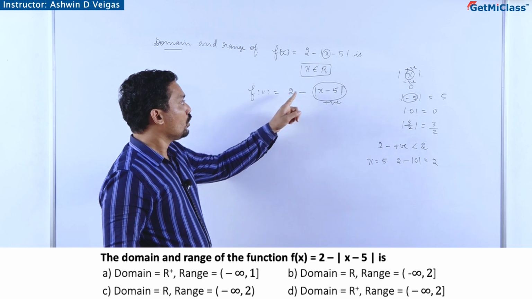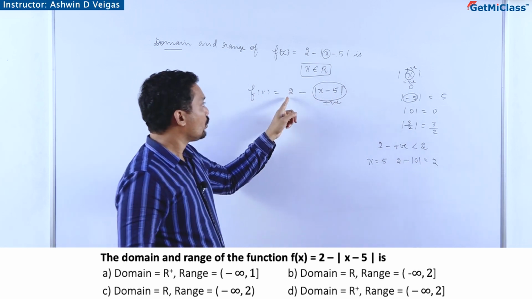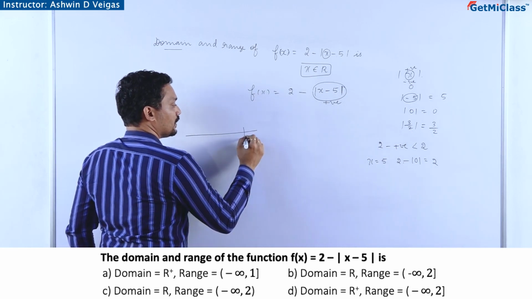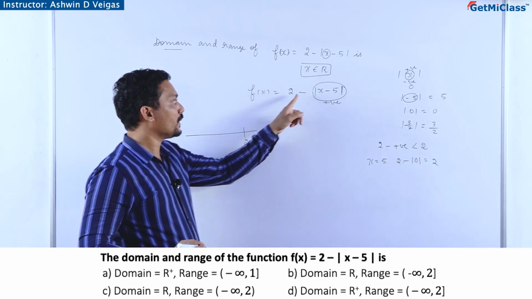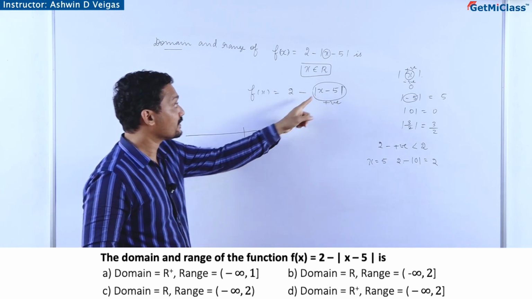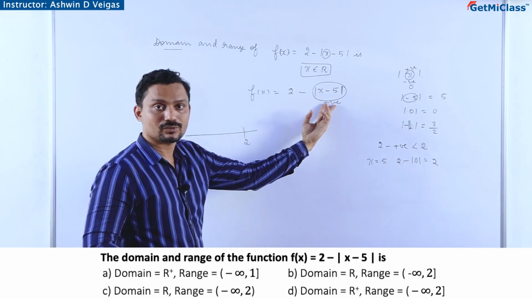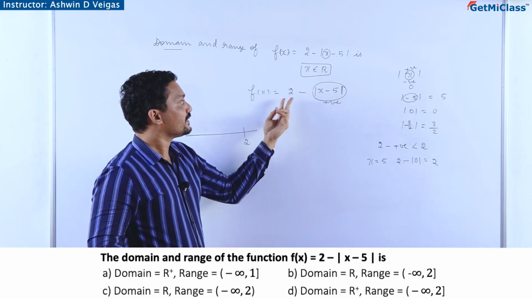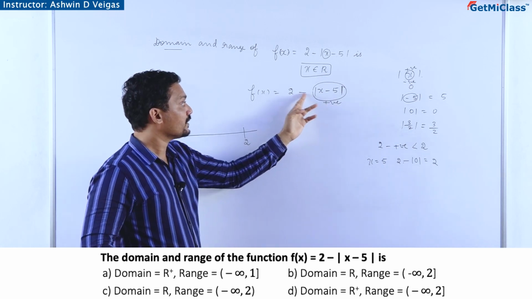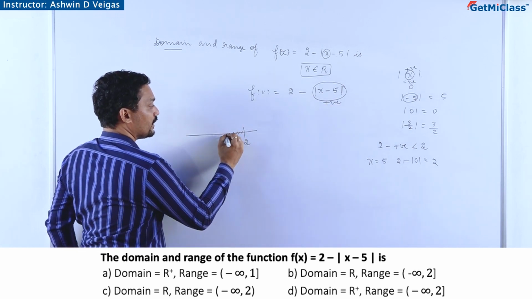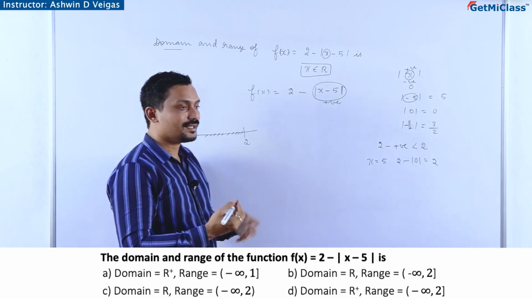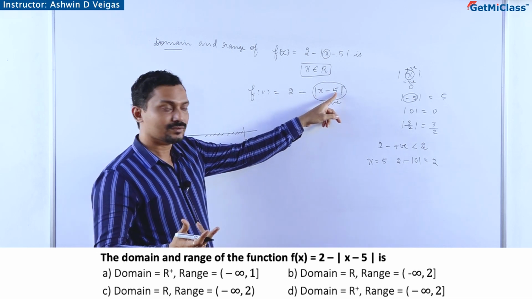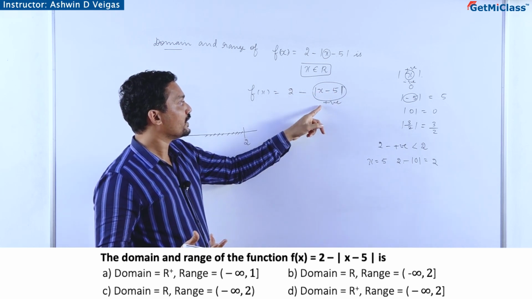So, therefore, 2 minus 0 will be 2, and 2 minus other positive values will be less than 2. So, if you scale this, the maximum value taken by 2 minus this will be 2. That is when x becomes 5, or when this term becomes 0. So, 2 minus 0 becomes 2, and any other values you put for x, it will become 2 minus positive. So, 2 minus positive will be less than 2. Therefore, it will take values less than 2. For example, let us say x is 10. 10 minus 5 is 5. So, mod 5 is 5. So, I will get 2 minus 5, which is minus 3.